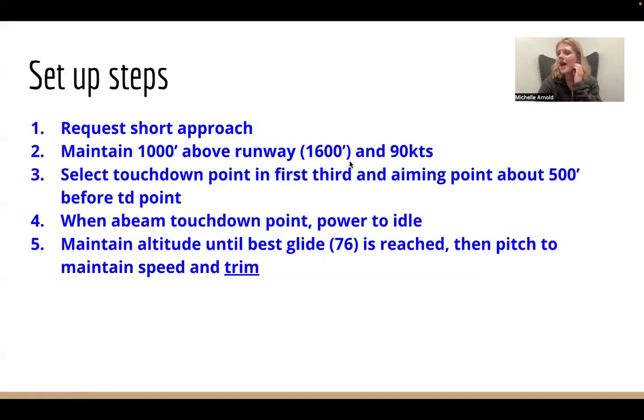Here are the setup steps that I would recommend writing down if you're having trouble remembering the procedure for this maneuver. So this is just kind of a shortened version of the setup. Request a short approach, maintain 1,000 above the runway at 90 knots, select a touchdown point in the first third and an aiming point about 500 feet before the touchdown point. When you're abeam the touchdown point, power to idle, maintain altitude until best glide, 76, is reached, and then pitch to maintain speed and trim for that speed.